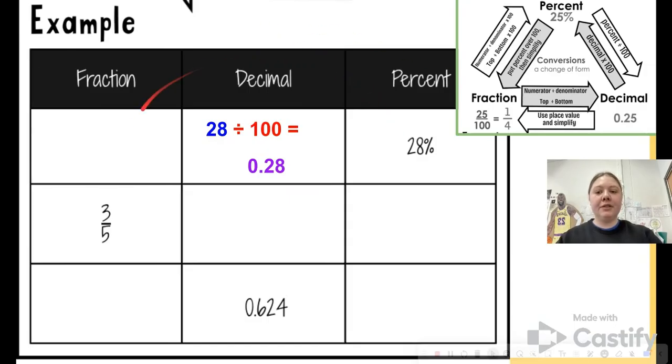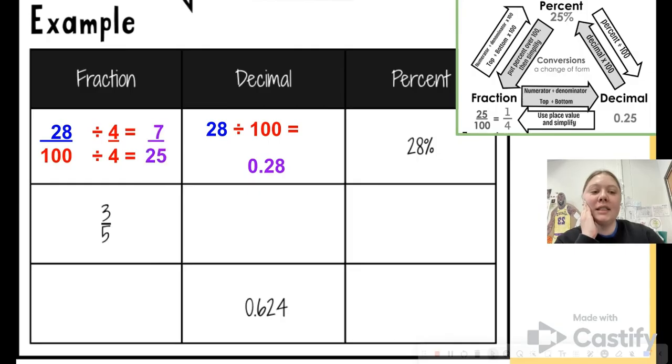Now we need percent to fraction. So percent to fraction, we're going to put that percent over 100, then simplify. So I'm going to start with 28 over 100. Now you can put this in your Desmos scientific calculator to simplify it. I also know the greatest common factor of 28 and 100 is 4. If I divide the top and bottom by 4, you should be getting 7/25.